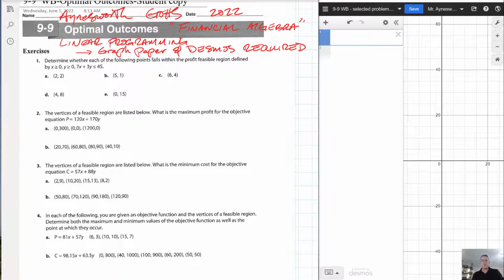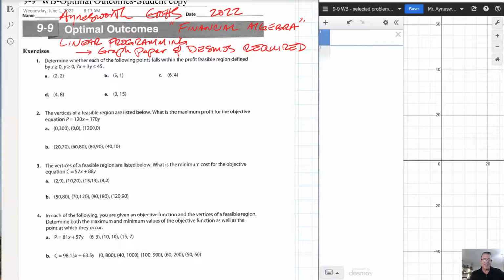This is Mr. Aynesworth here at Great Oak High School in Financial Algebra, and we're in Chapter 9, Section 9, the culminating section here, talking about optimal outcomes in a business, okay? And that deals with a subject in mathematics and in business called linear programming.